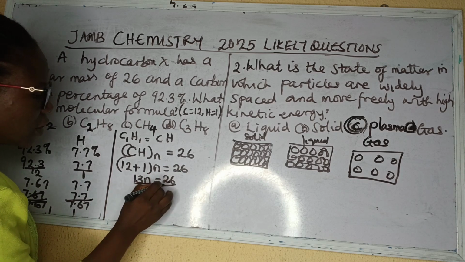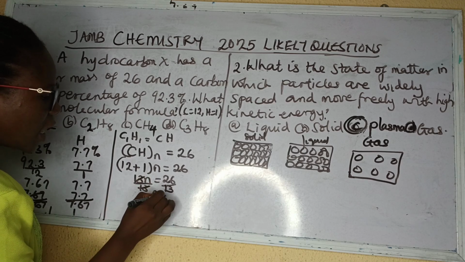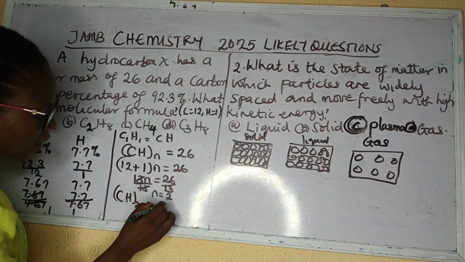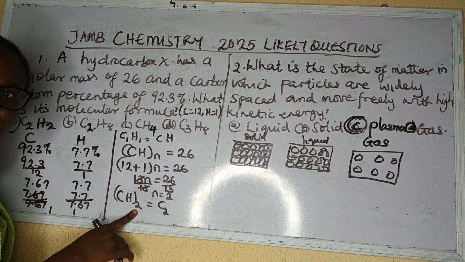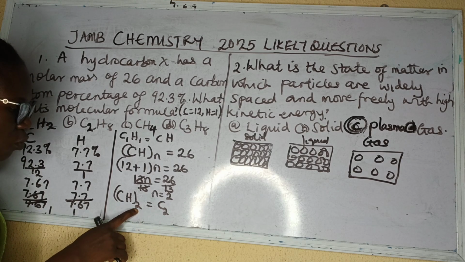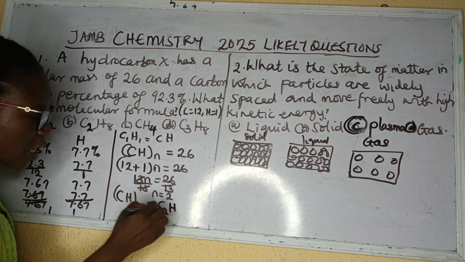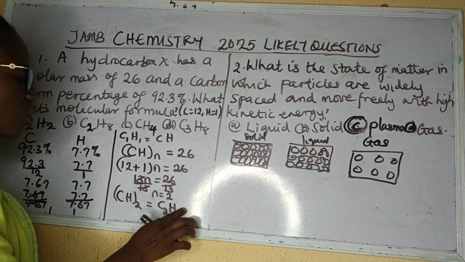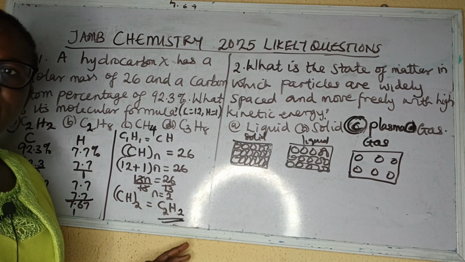Dividing both sides by 13, we have N as 2. So if N is 2, then we can work this out as C2, substituting 2 for the N. So we have C2H2. So this is a molecular formula, and the actual formula of the hydrocarbon, that is ethane.